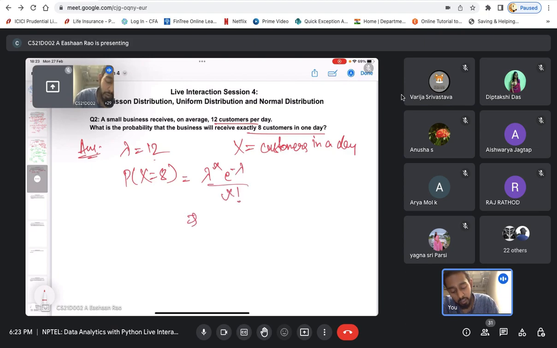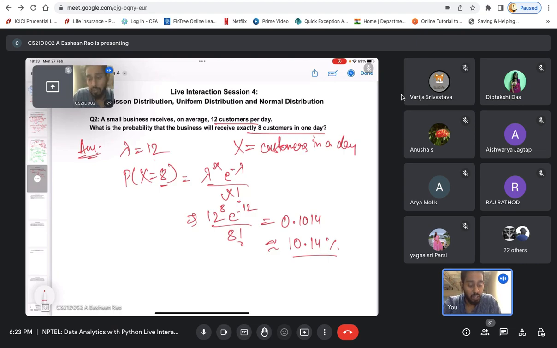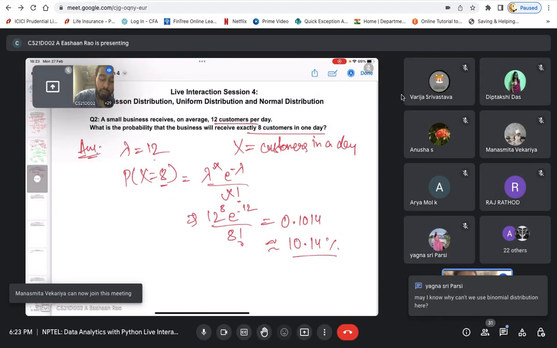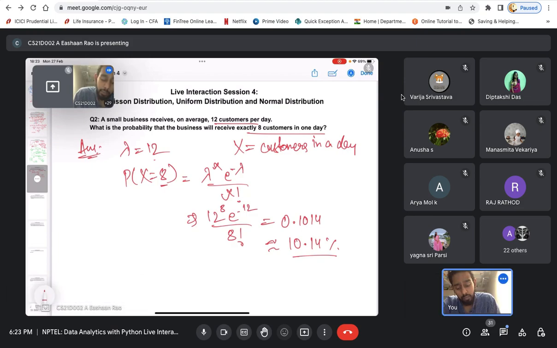Since lambda is 12 and x is 8, if we apply these values here and calculate on the calculator, you may get around 0.1014, which is equivalent to 10.14%. That means if the small business expects 8 customers, there is a 10% chance that 8 customers will come. It makes sense because the mean is 12, so 8 is on the lower side, and the chance of getting fewer customers is less. If we ask for 11 customers per day, the probability will be much higher.